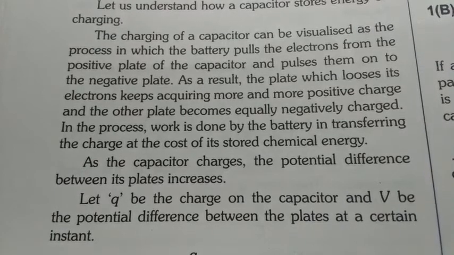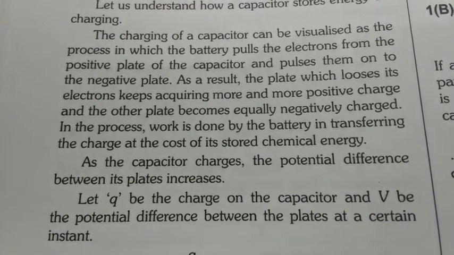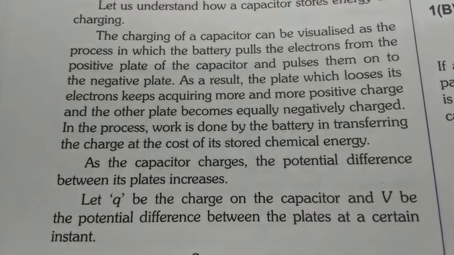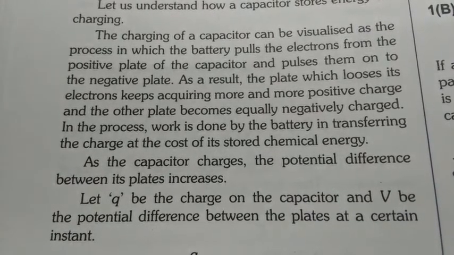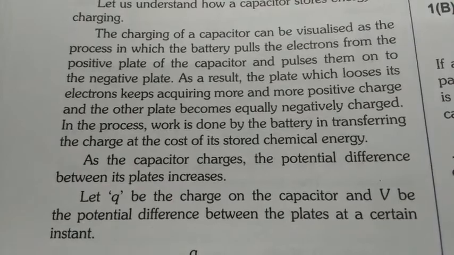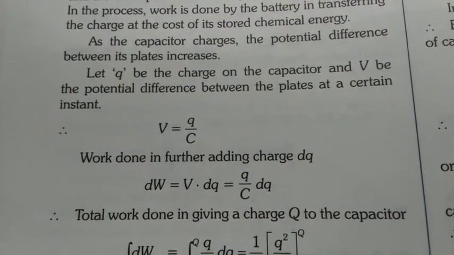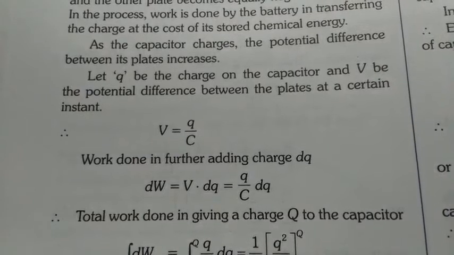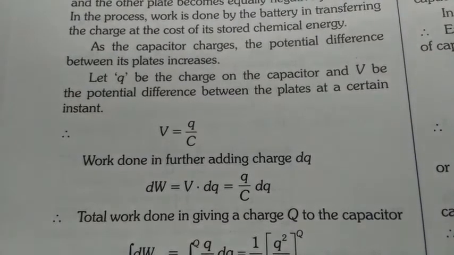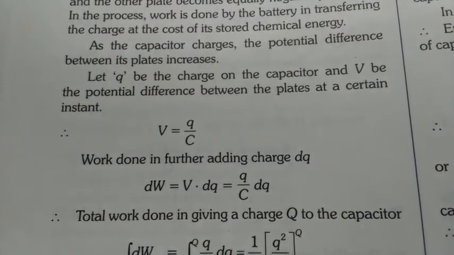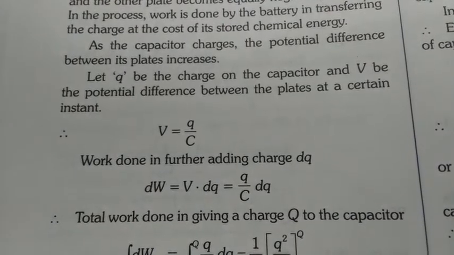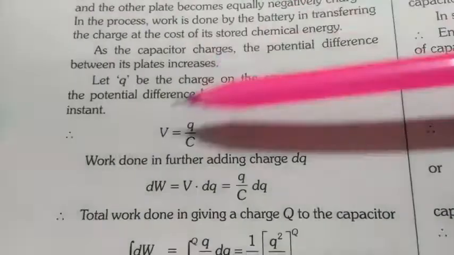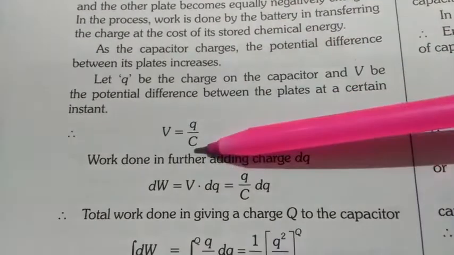Okay, so when we find the total work done by the battery, that work will be equal to the energy stored in a capacitor. Whatever amount of work the battery does, that work will be stored in the capacitor in the form of its energy. Now suppose the capacitor has charge Q, and V is the potential difference between the plates of the capacitor. Then what will be the value of V? V equals Q upon C.